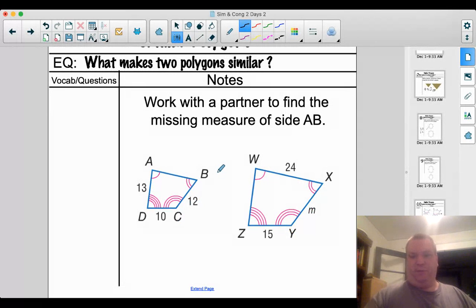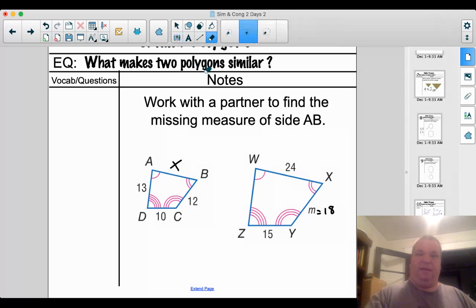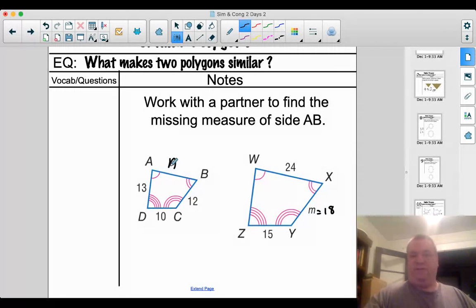I'm going to have you do one. We've just figured out that M is 18. I'm going to have you see if you can figure out what side AB is. So we'll call this X. So figure out, well, I'm using X for a side. Let's do N. Okay, so let's figure out, pause it here, and see if you can figure out what N is using that same process.